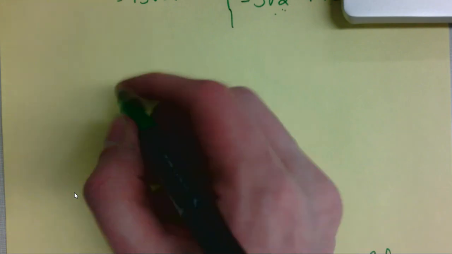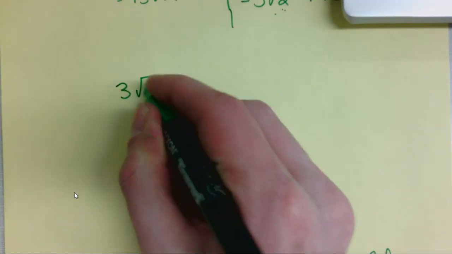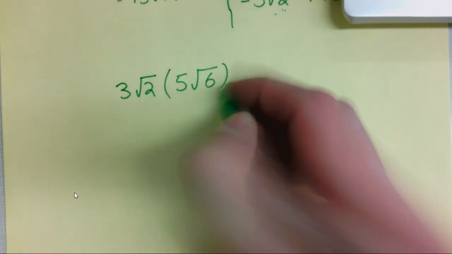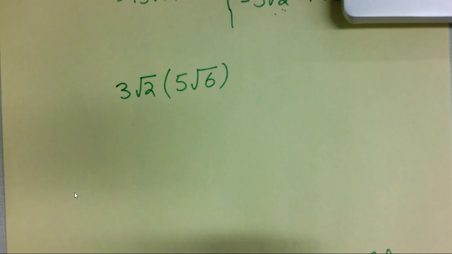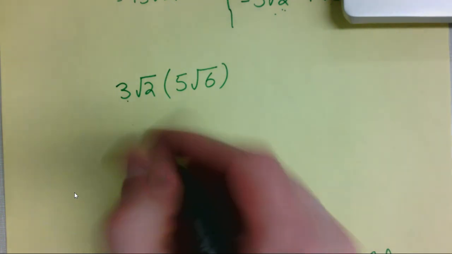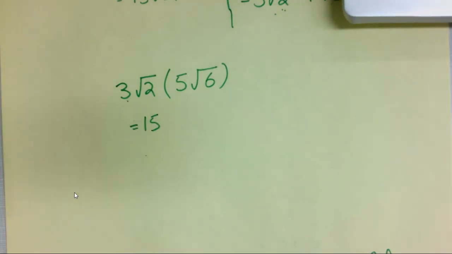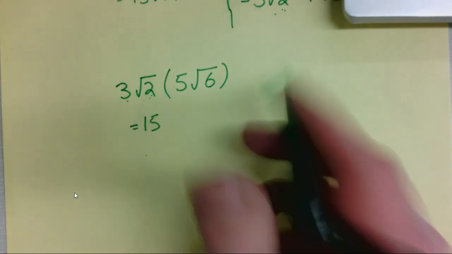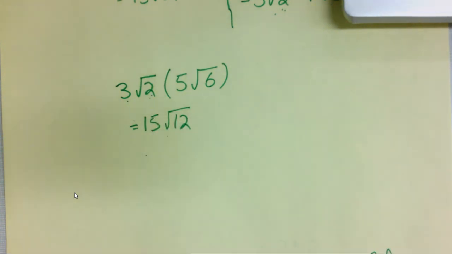I can always multiply expressions together. For example, I could have 3 root 2 multiplied by 5 root 6. The way we're going to do this is I can, of course, multiply 3 times 5 to make 15. I multiply my whole numbers, and then I can also multiply my roots. Root 2 times root 6 will be the root of 12. I multiply my whole numbers first, then I multiply my radicals.